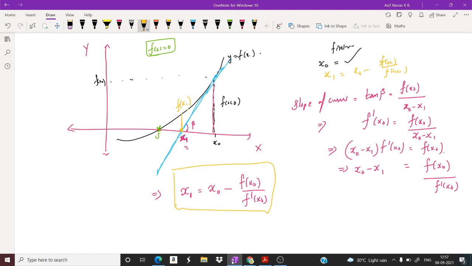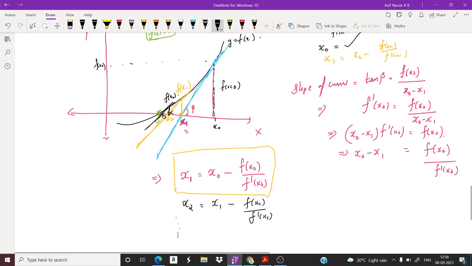Now again I am taking the tangent line, and that tangent line touches here at x2. So this x naught is far away from s, but x1 is nearer to s, and x2 is somewhat nearer to s. With a similar process, we get x2 is equal to x1 minus f of x1 divided by f dash of x1. Similarly, this is f of x2. Again I am taking the tangent line to get x3. Then x3 is much nearer to s.